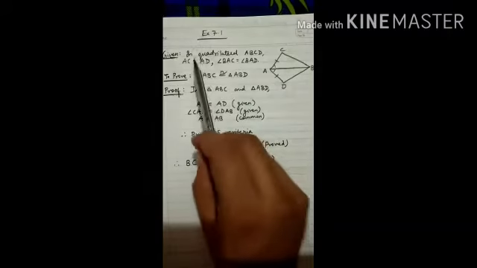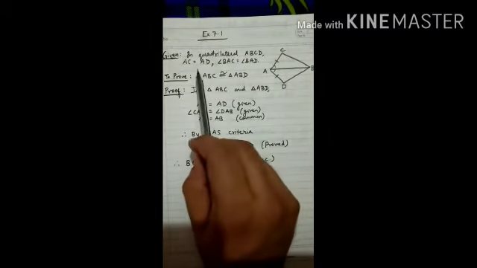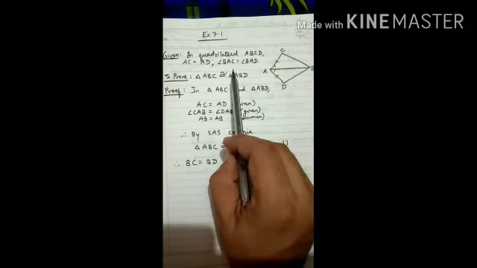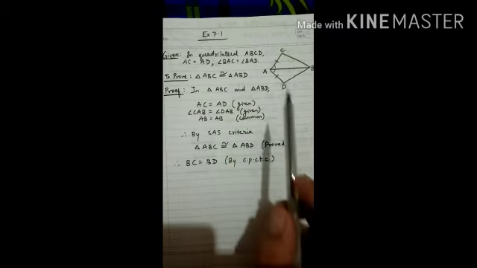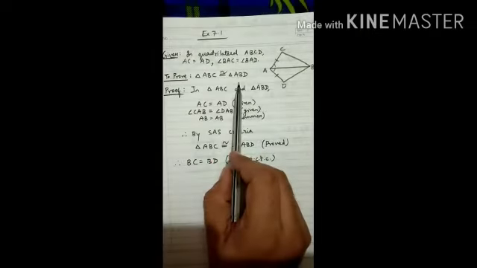We studied 4 criteria to prove any two triangles congruent to each other: side side side, side angle side, angle side angle, and the fourth one is RHS, right angle hypotenuse side. These two triangles will also be proved congruent by one of the criteria of triangle congruency. Let us see. It is given that in quadrilateral ABCD, AC equals AD and angle BAC equals angle BAD. We have to prove these two triangles congruent.